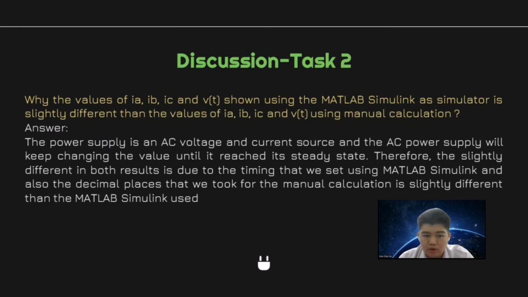In the discussion of task 2, the values of Ia, Ib, Ic, and Vt shown using MATLAB Simulink as the simulator are slightly different from the values using manual calculation. The power supply is an AC voltage and current source, and the AC power supply will keep changing the value until it reaches its steady state. Therefore, the slight difference in both results is due to the timing that we set using MATLAB Simulink, and also the decimal places that we took for the manual calculation, which are slightly different from what MATLAB Simulink used.